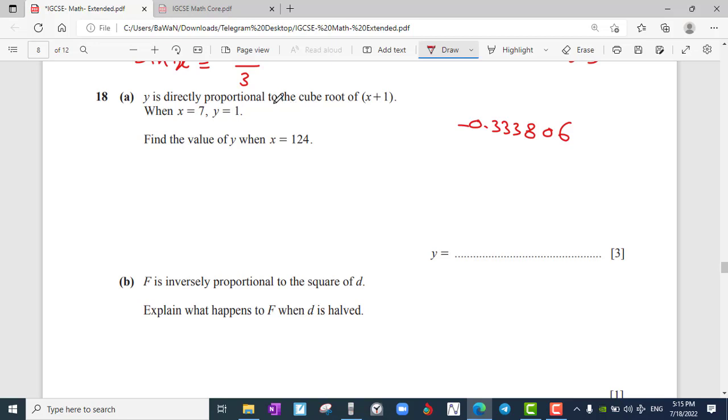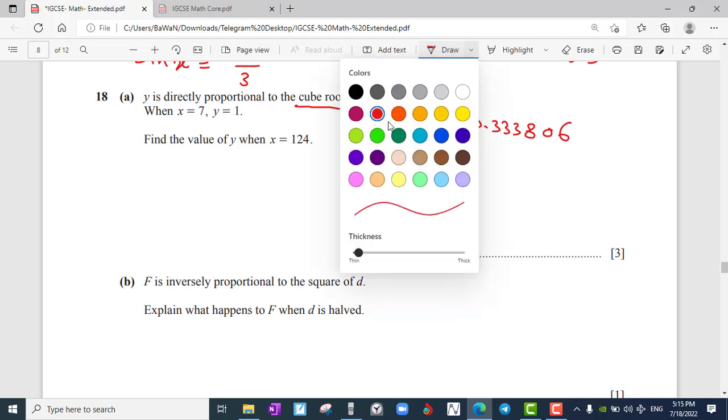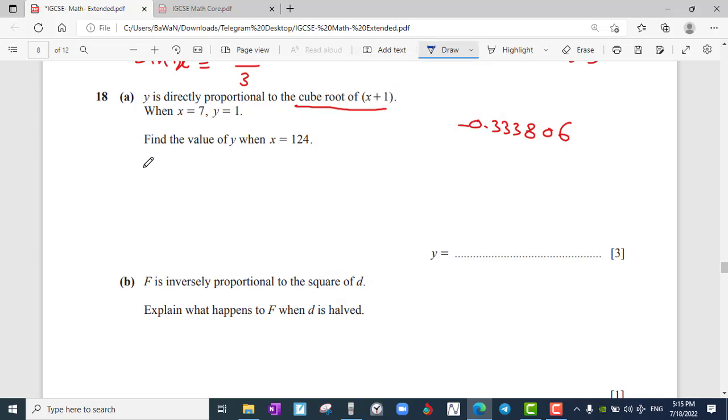A. Y is directly proportional to the cube root of x plus 1. Y is directly proportional, so y is equal to k times the cubic root of x plus 1. That's how we write it in symbols, not in words. Now we replace x by 7 and y by 1 to find the value of k, and later with the value of k and the value of x, we will find y.